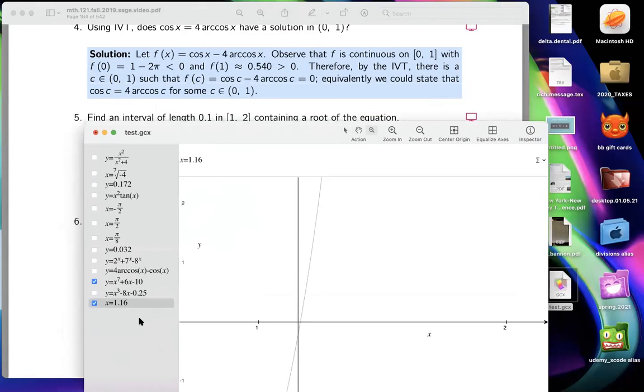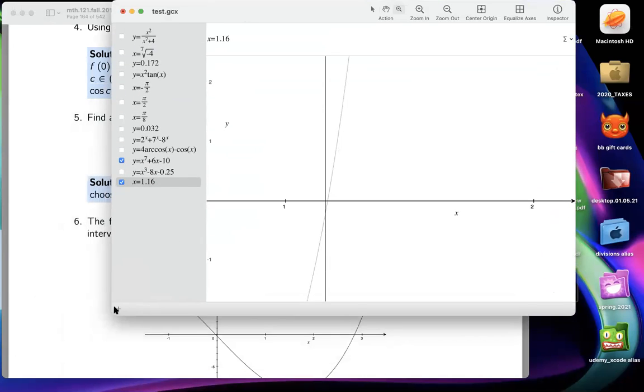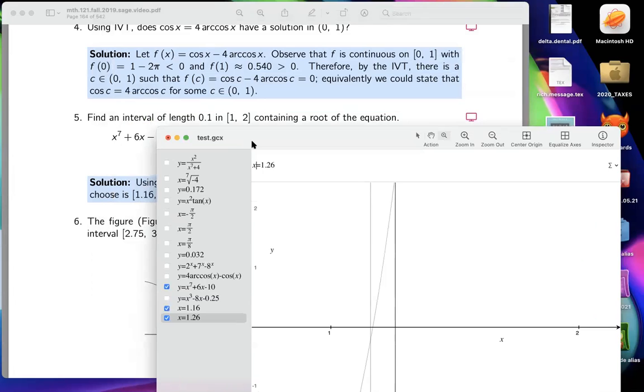So I want to put another line in, and I want to go 0.1 above that. And what would 0.1 above that be? It would be, let's see, that would be 1.2. No, I made a mistake there. Sorry about that. I'm screwing up today. All right. I definitely have an interval of length 0.1. If I did 1.26 minus 1.16, I would have 0.1, right? So that's one.